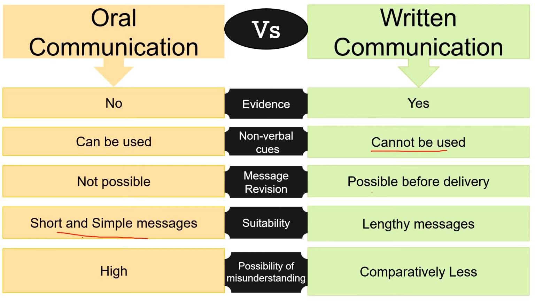Next, possibility of misunderstanding. In case of oral communication, the possibility of misunderstanding is high because there are certain words with multiple meanings which can result in misinterpretation of the message. Also, when the message is transmitted from one person to another, message distortion is possible. This is because the hearing capability and level of perception of two people is different.